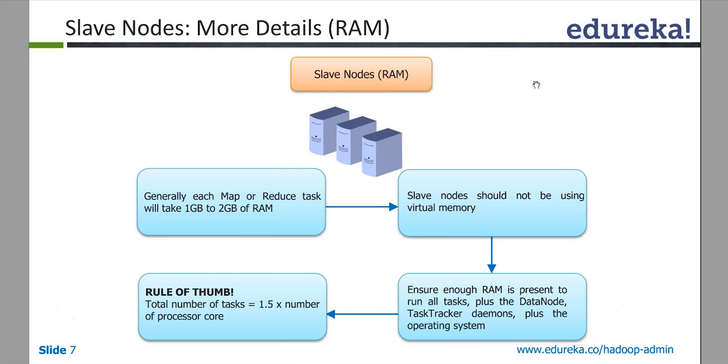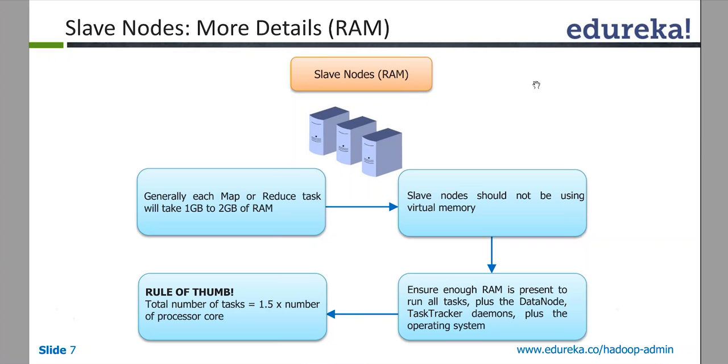Now, we also need to take some memory for your data node daemon, task tracker daemon, and for the operating system. Take enough RAM for them, let's say 2 gigs of RAM for each of these daemons. And the rule of thumb says the total number of tasks, the total number of mappers plus reducers, is equal to 1.5 times the number of processor cores. So if you have a quad core processor with hyper-threading enabled, that is 1.5 multiplied by 4 multiplied by 2, which is the total number of tasks, divided in the ratio of 2:1, and that will be your total number of tasks on each task tracker node.